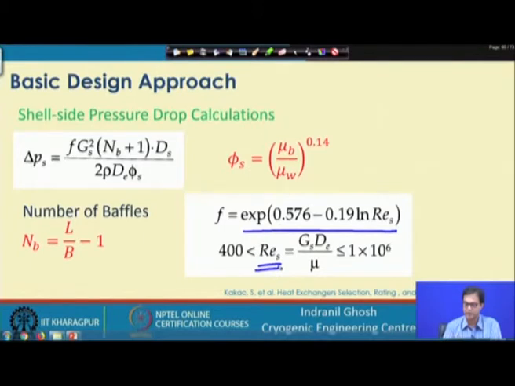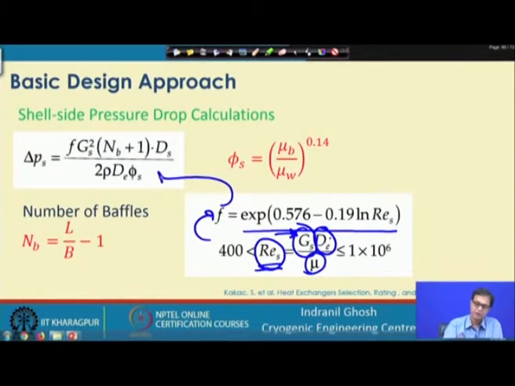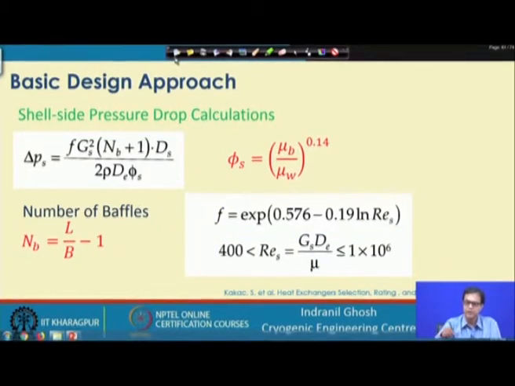First of all, we have to calculate the Reynolds number. This Reynolds number depends on the GS, DE and mu. Already we have talked about how to evaluate the GS, we have already given the expression for the equivalent diameter, and this is the fluid property. So, once we know the RES, the shell side, then we can calculate the friction factor, then we can calculate the pressure drop on the shell side and we have to see whether it is within the allowable limit. So, now we can get back to our original discussion.